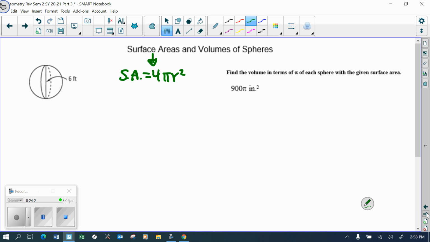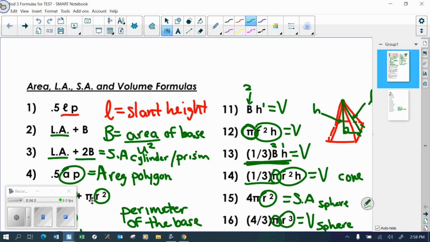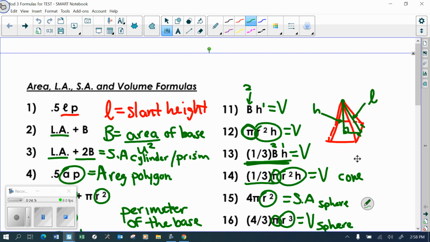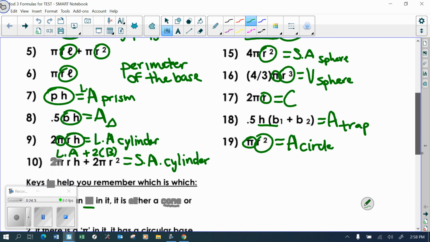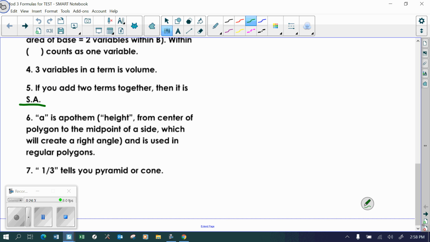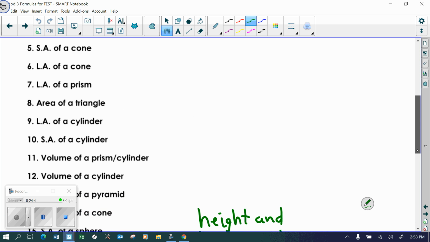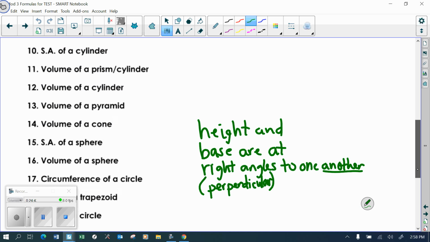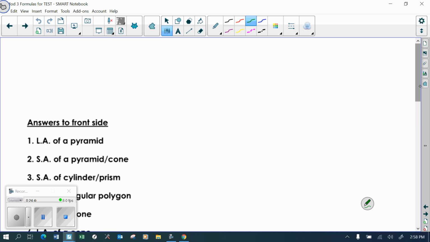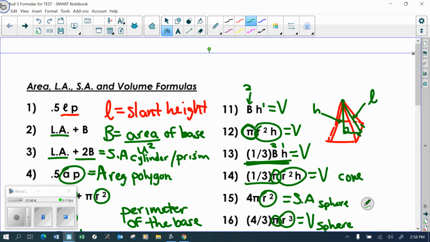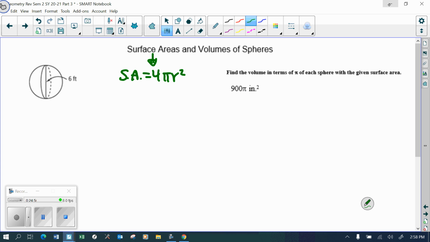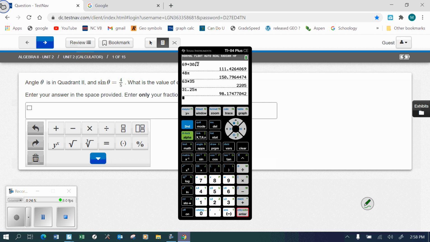Now, don't forget, you will be given or allowed to use your formula sheet that I gave you right here on the final. Remember, here's the formulas. I went through this at the end of the last video and explained how you got those. And then on the back side, those were hints. And the back side were the answers to each of those on the front side. Okay. So as long as you can name the shape correctly, you can find the formula right there and you plug it in.